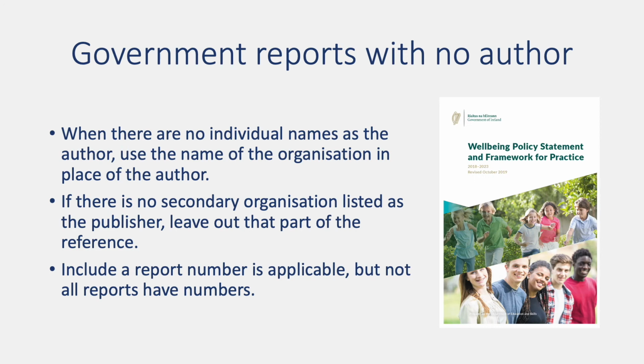In education, you often reference government reports with no person's name as the author listed. If there are no individual names as the author, you use the name of the organisation in place of the author. If there is no secondary organisation listed as the publisher, you just leave out that part of the reference. If the report has a number, include it in the reference, but remember that not all reports have numbers.